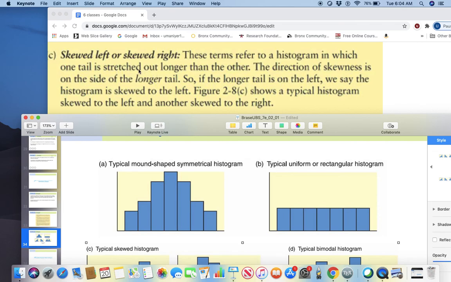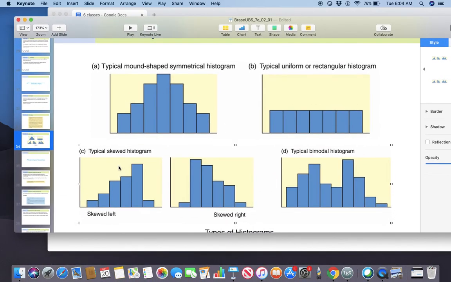The next one, skewed left or skewed right. And that's one of these. Skewed left, the way to think about it is, where does the tail of your picture go? So this is, say, the body, and this is the tail. Tail goes to the left. So this is called skewed left. Here the tail goes to the right. So that is skewed right.